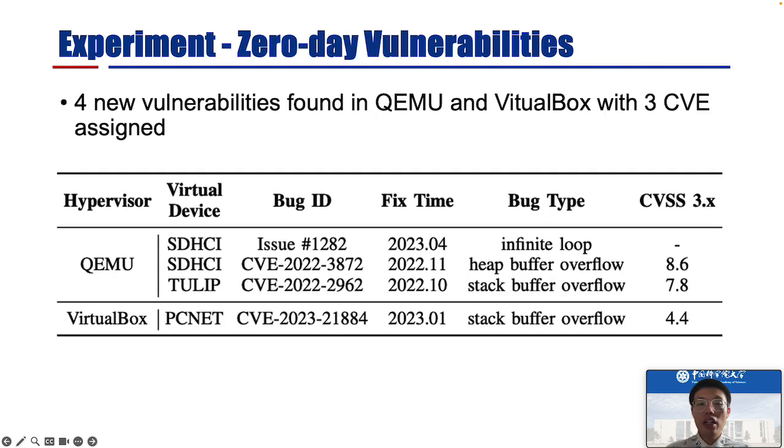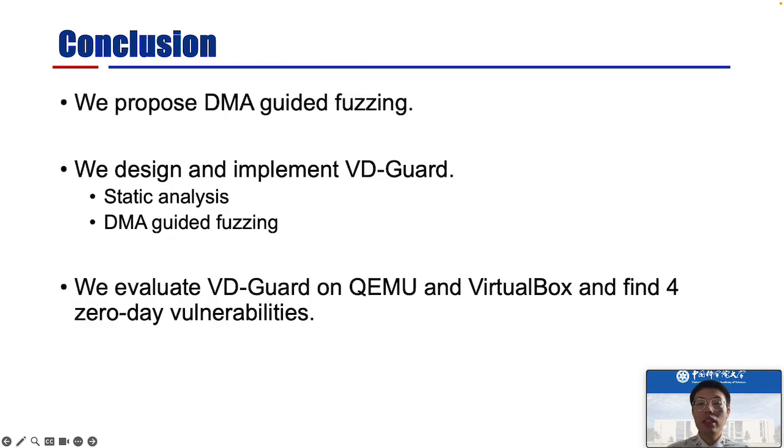Finally, VDGuard found 4 new vulnerabilities in QEMU and VirtualBox. 3 of them are assigned with CVE IDs. In the end, to summarize our work, we propose DMA-guided fuzzing, and we design and implement VDGuard, which consists of the static analysis and DMA-guided fuzzing components. We evaluate VDGuard on QEMU and VirtualBox and found 4 zero-day vulnerabilities.